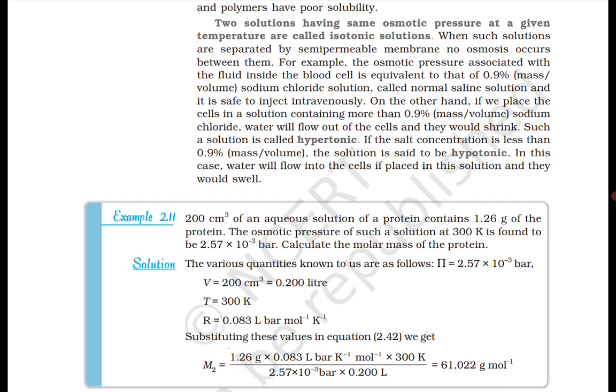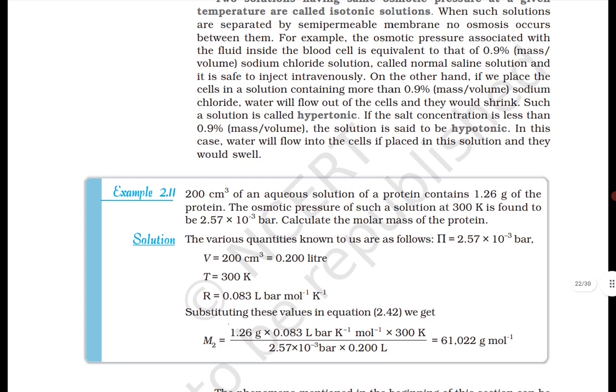For example, the osmotic pressure associated with the fluid inside the blood cell is equivalent to that of the 0.9% mass by volume sodium chloride solution, called the normal saline solution, and it is safe to inject intravenously. On the other hand, if we place the cell in a solution containing more than 0.9% mass by volume sodium chloride, water will flow out of the cell and they would shrink.